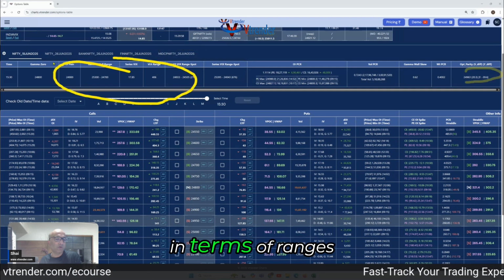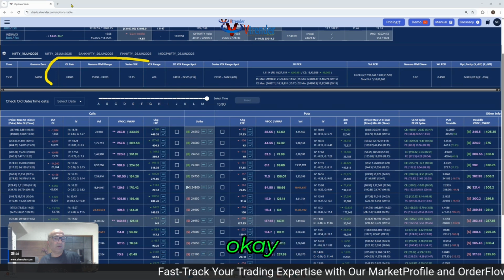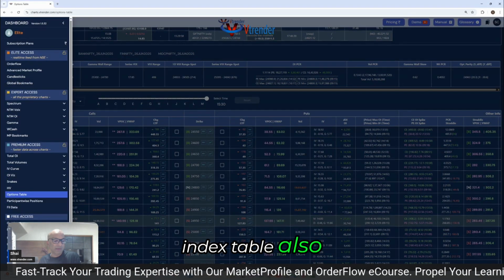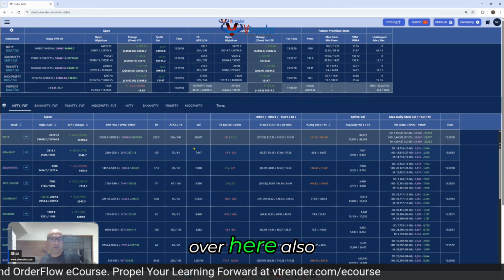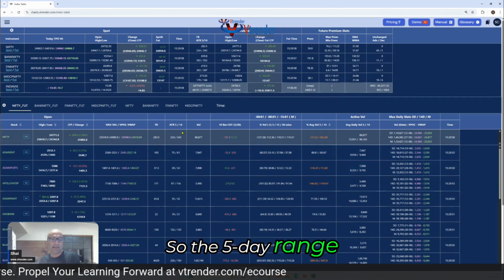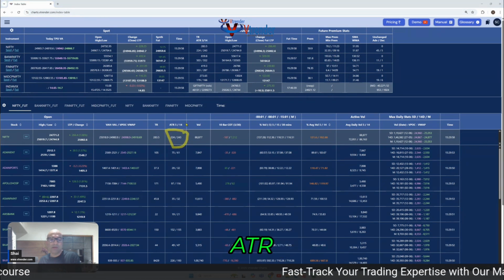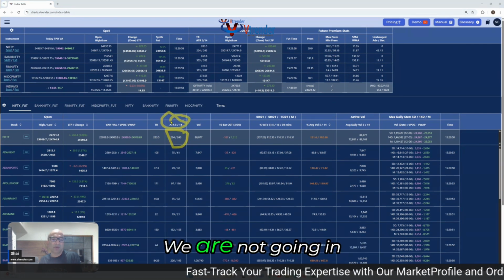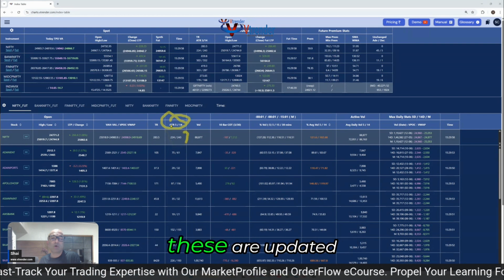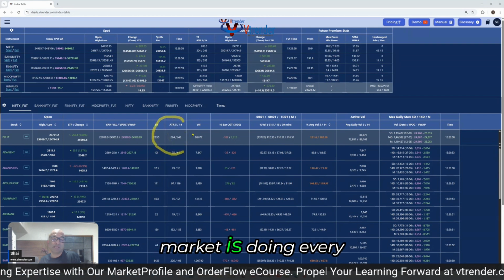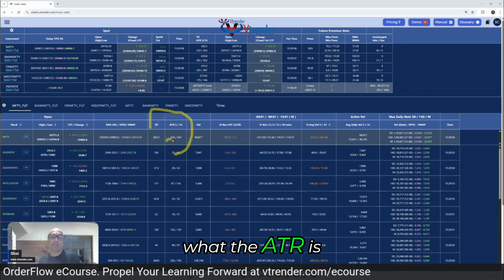So this is one way of understanding where you want to be looking at the market in terms of ranges, etc. The ATRs can be found out from the index table also. If you go down over here under indices, you would get ATRs over here also. So the 5-day range, 14-day range is right here for the Nifty ATR. Go by these figures because they are dynamic. We are not going by a constant number of 1 year back or 10 years back. These are updated based on what the market is doing every now and then.